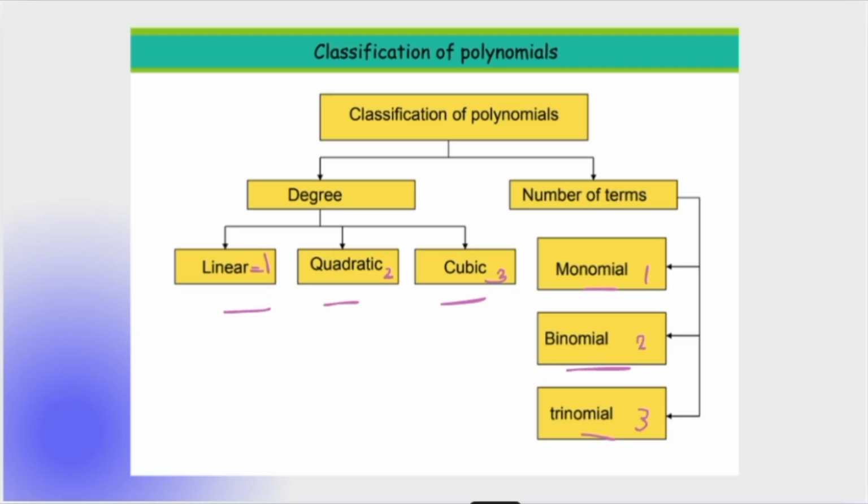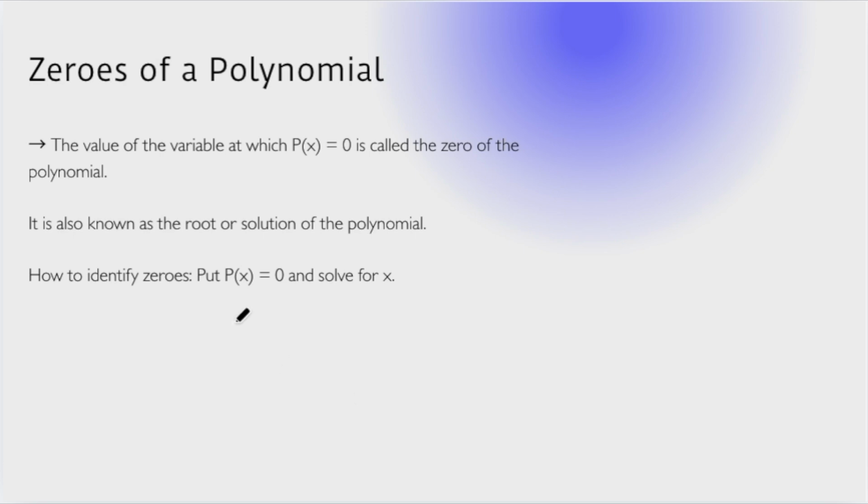Coming to zeros of a polynomial, the value of the variable at which p of x is equal to 0 is known as the zero of the polynomial. The zeros of the polynomial can also be called a root or a solution in the question to confuse you guys. So how do we identify the zeros? We equate p of x to 0 and then we solve for x.